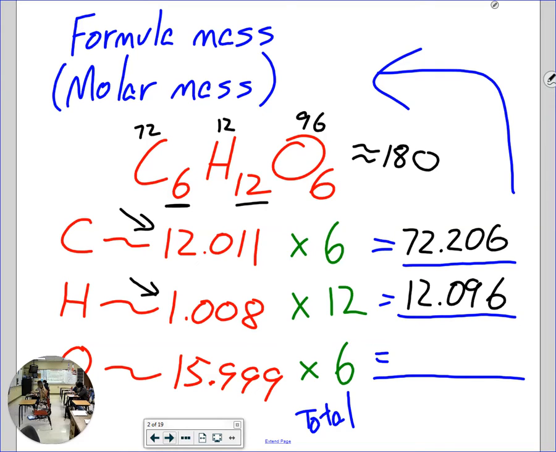All right. And then oxygen has a mass of 15.999 on the periodic table. There's 6 of them in the molecule. So what's that times 6? 95.994. Okay.